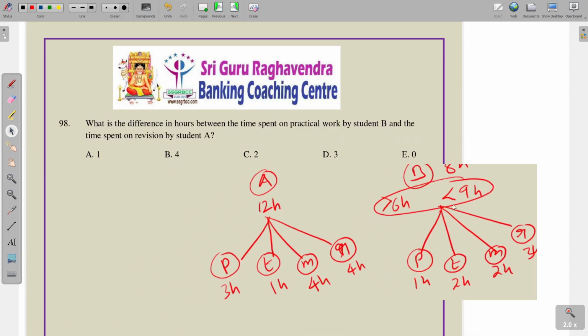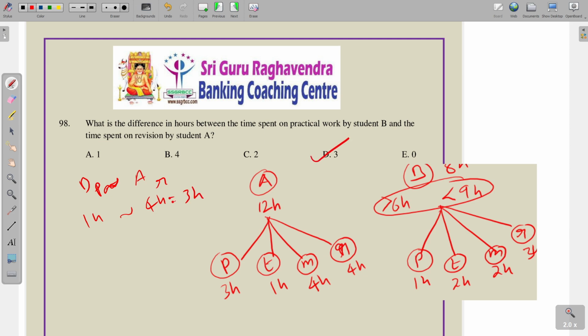Last question in this data case: what is the difference in hours between the time spent on practical work by B and A's revision? B's practical work is 1 hour. A's revision work is 4 hours. The difference is 3 hours.